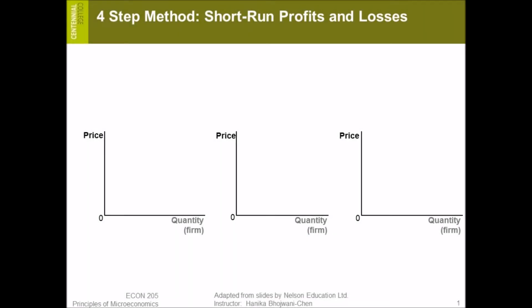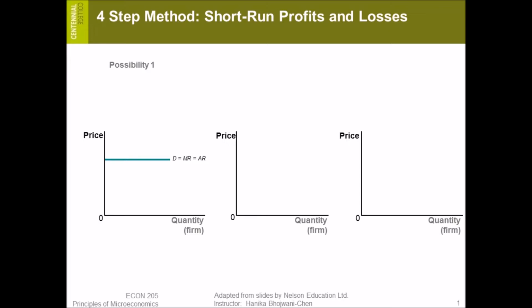To determine if a firm is generating economic profit, economic loss, or zero economic profit, we can follow the four-step method. There can be three possibilities or three scenarios. Let us take a look at the first possibility. Given the demand curve for a perfectly competitive firm, we see that the demand curve is horizontal or perfectly elastic.